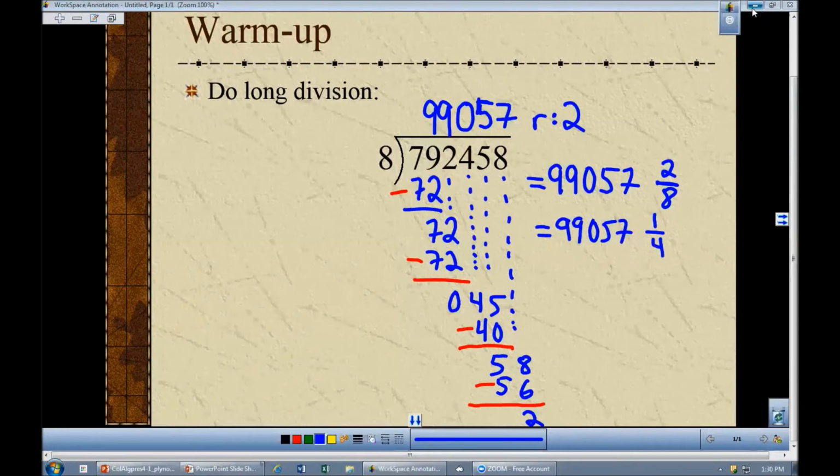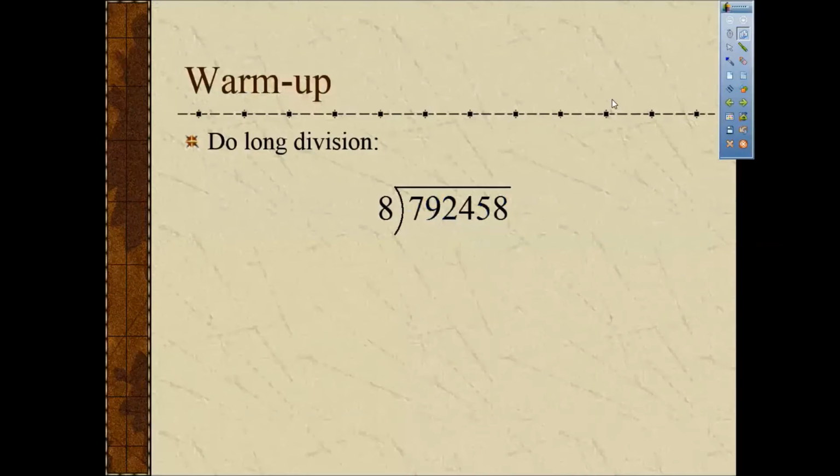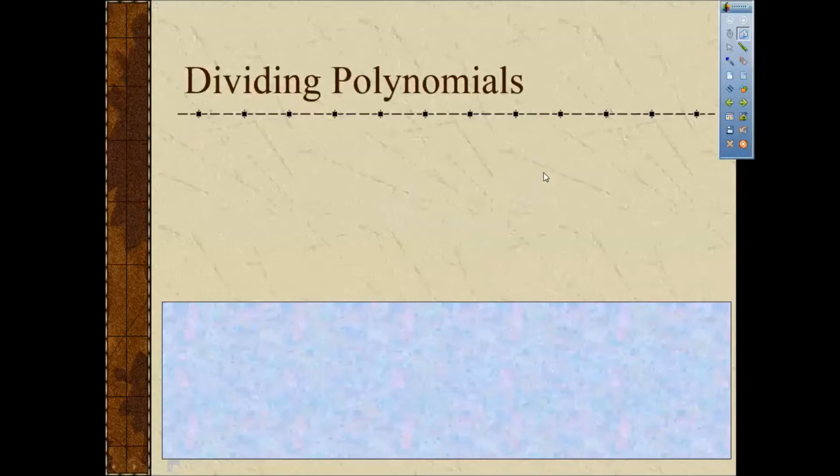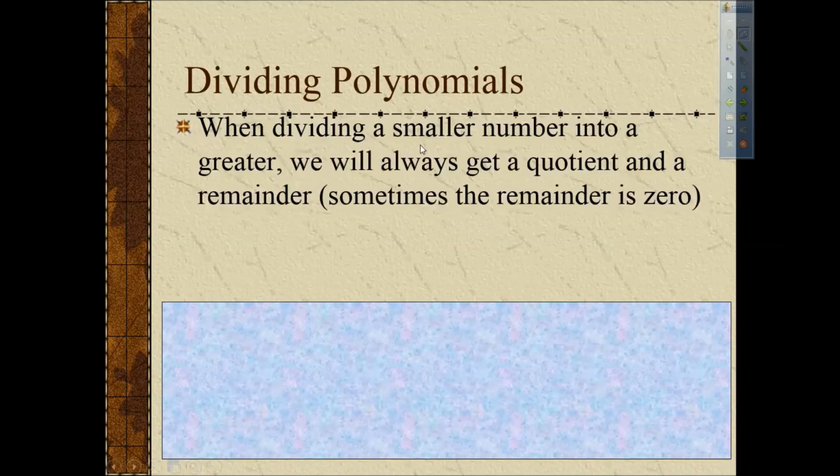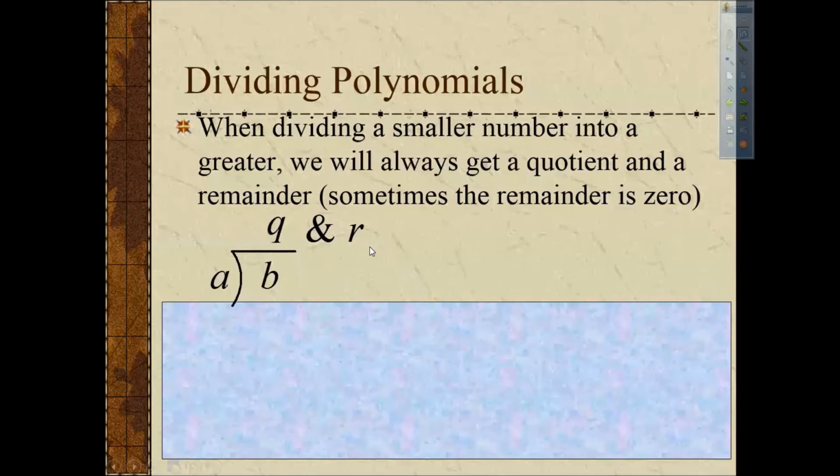So polynomial long division is a process where we're going to divide one polynomial into another. Now, just what we just did, remember, we divided a smaller number into a greater. We always got a quotient and a remainder. Sometimes that remainder was 0. We can kind of illustrate that. This is what we did with numbers. A number on the outside, a number on the inside. A goes into B Q times with a remainder of R.